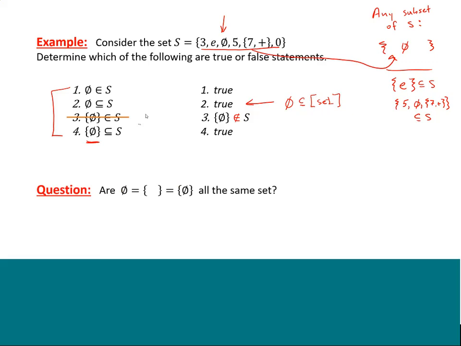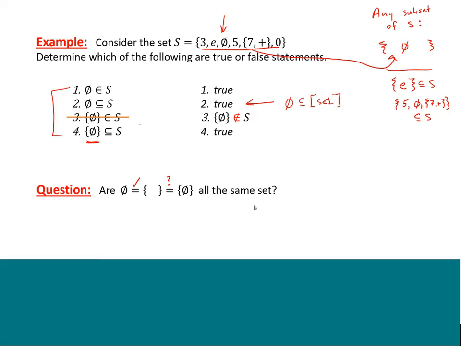So let's go back to the question that we had asked before we got to this last example. Here's what we know. We know the empty set and then curly braces with nothing between them are the same thing, just two different ways of writing the same thing. So the question, of course, is, are those two guys the same thing? After the example we just did, what do you guys think? Is this last guy right here exactly the same thing as these guys over here?